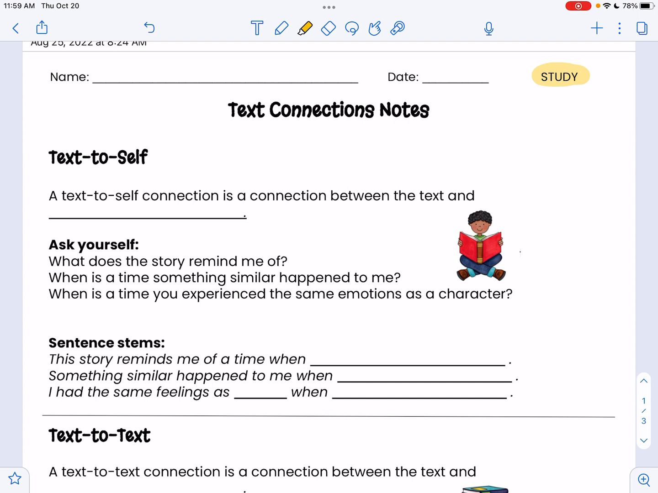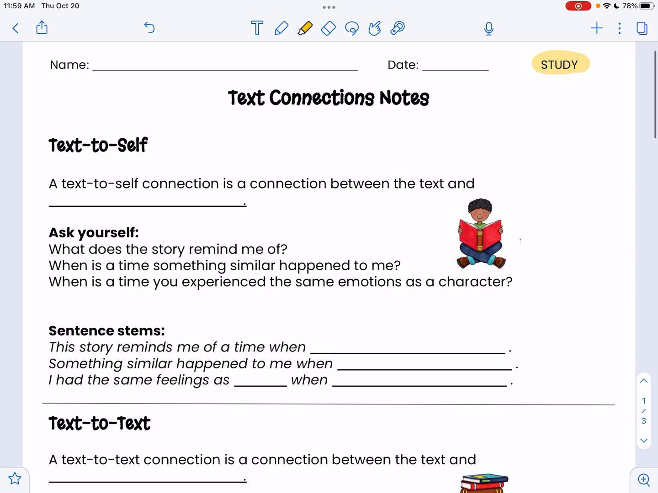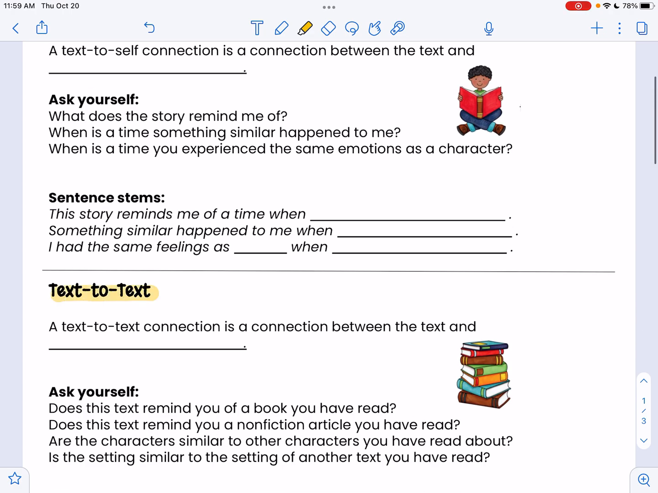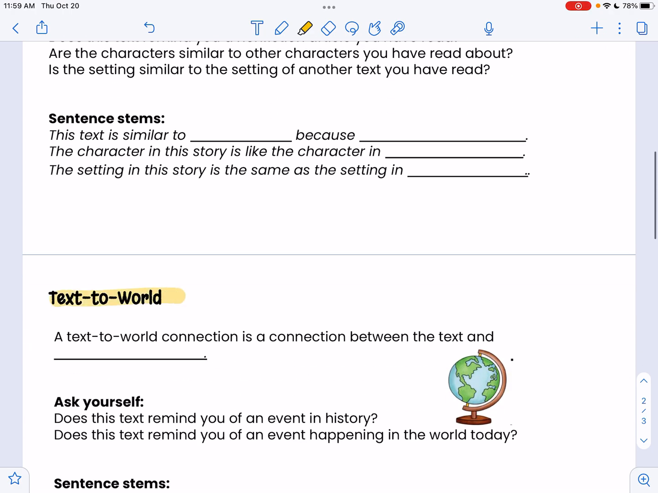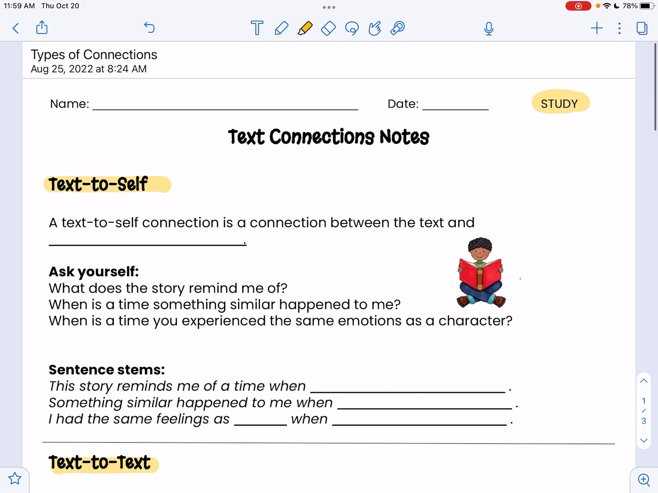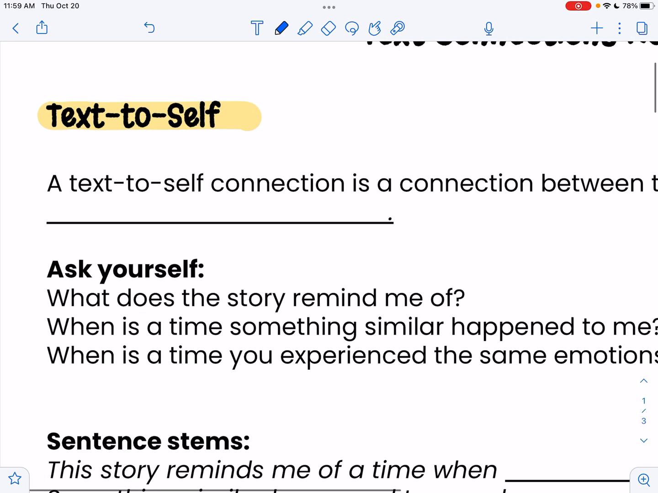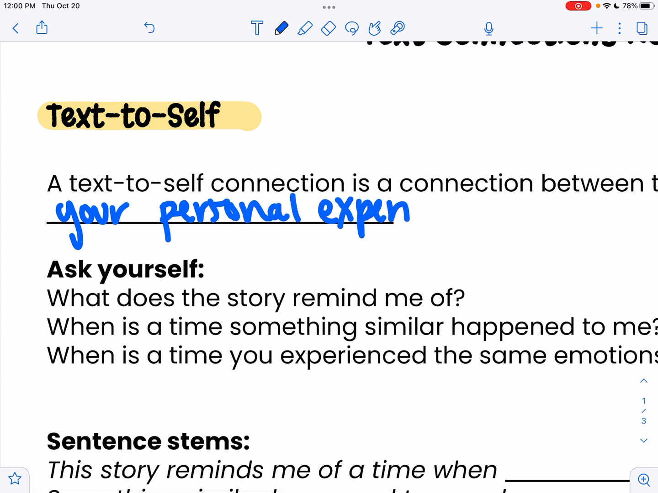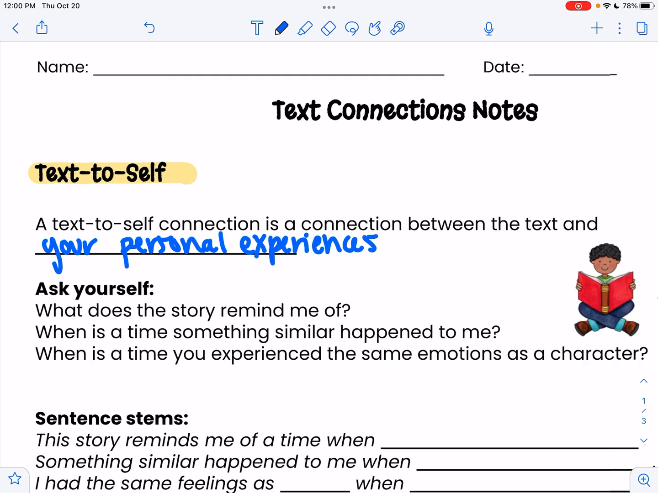When we are making connections with the text that we're reading, we are talking about text to self, text to text, and text to world connections. So there are 3 types of connections. Text to self connections is a connection between the text and your personal experiences. Make sure you are writing your notes in the blanks as well.